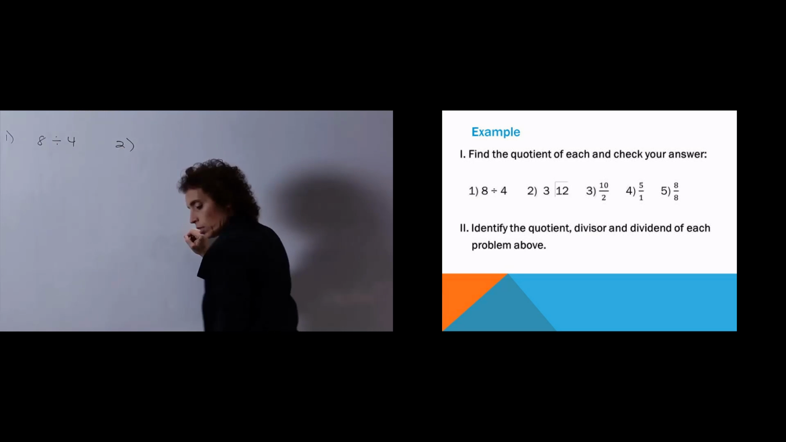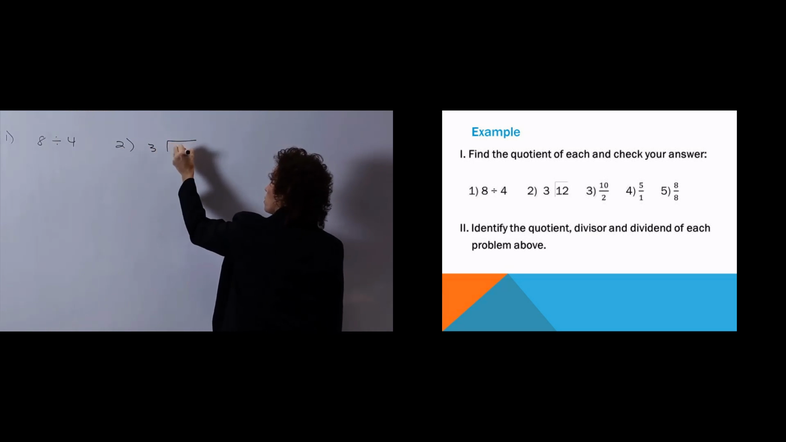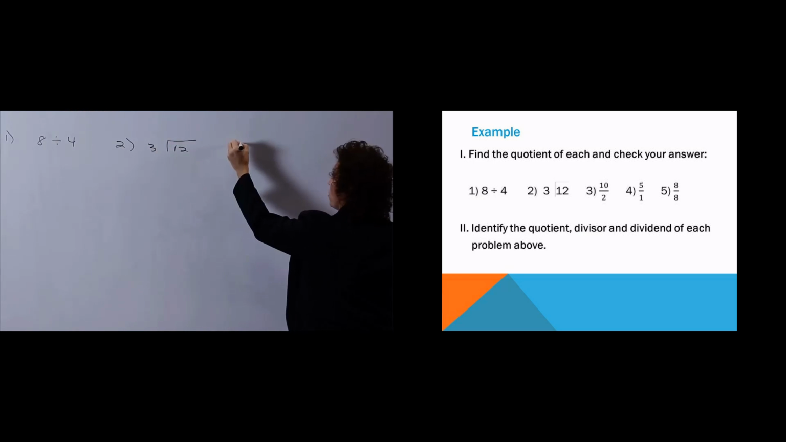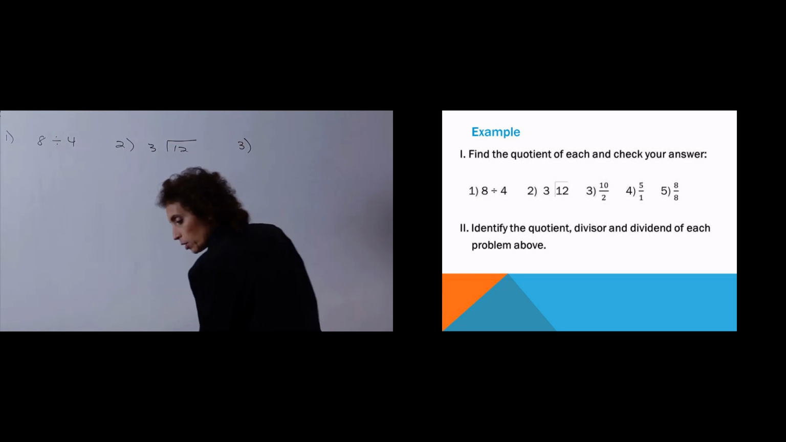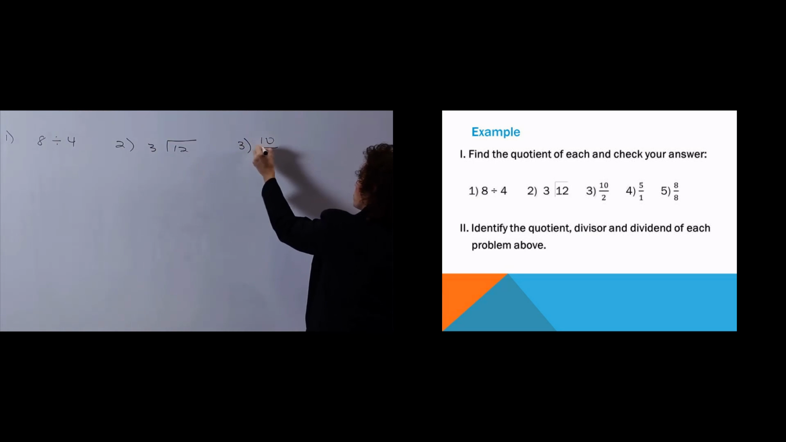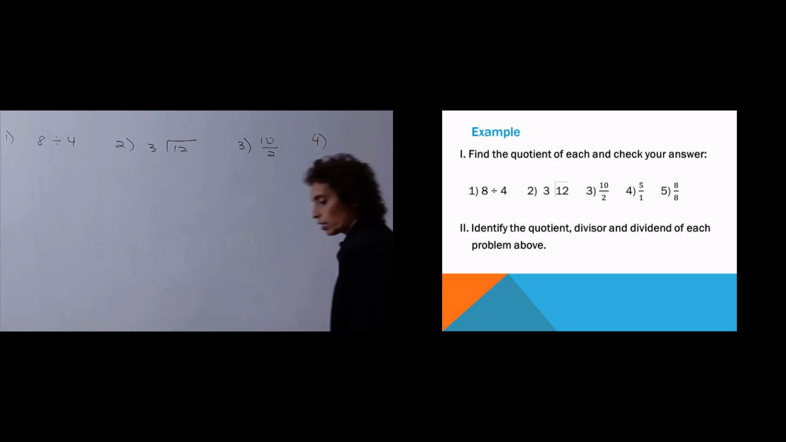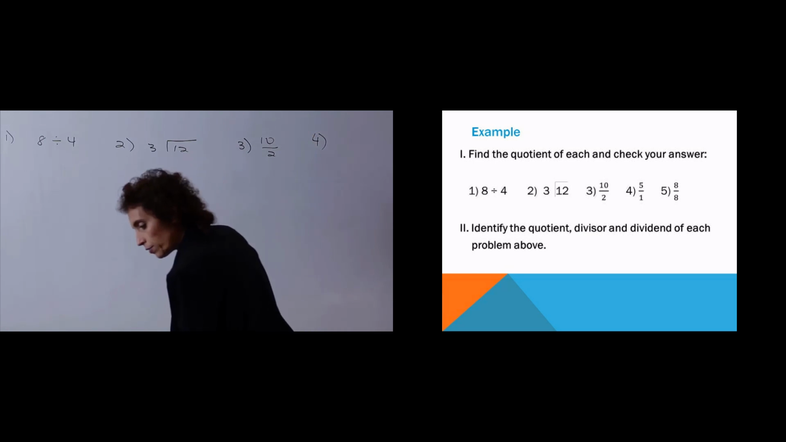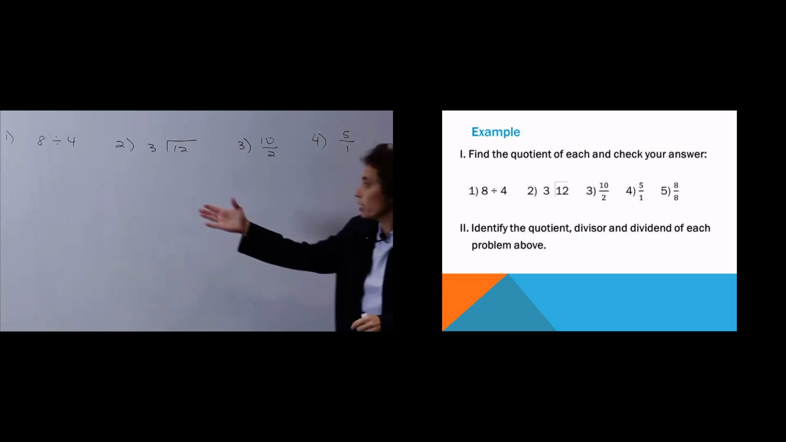Number 2 says 12 divided by 3, but it looks like this. One of the other ways to write it. Number 3 says 10 divided by 2. Number 4 says 5 divided by 1. I'm going to hang on to number 5 for a minute because it's not going to fit up here. Okay, so let's take a look at this.